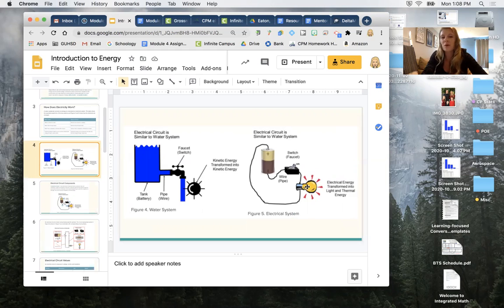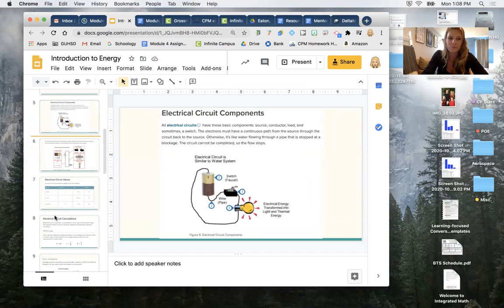We're also going to be talking about resistors. A light is actually a resistor, but sometimes we have to build in extra resistance if the power is too much. Otherwise, we get burned out bulbs. So we'll talk a little bit about that.